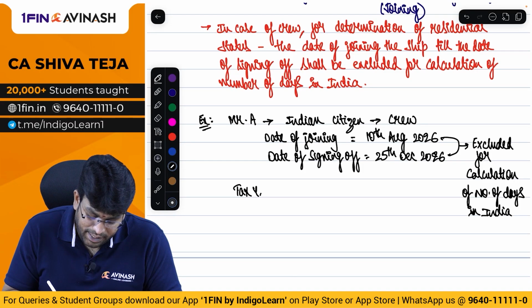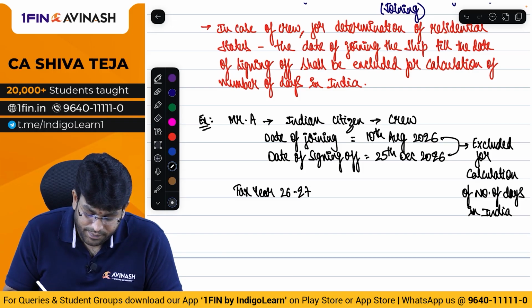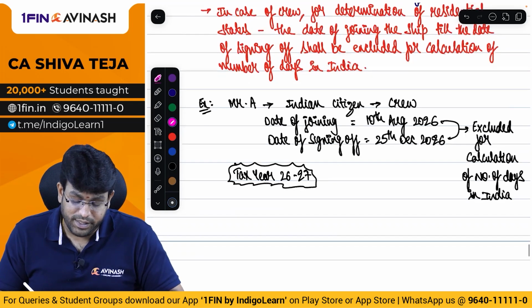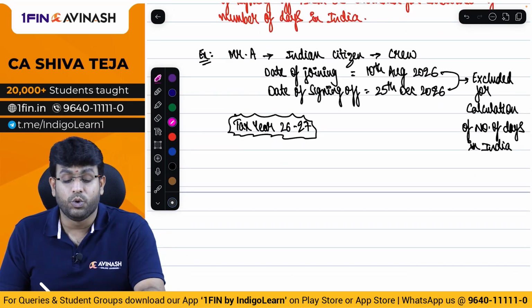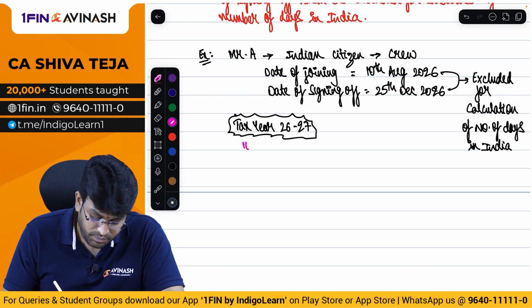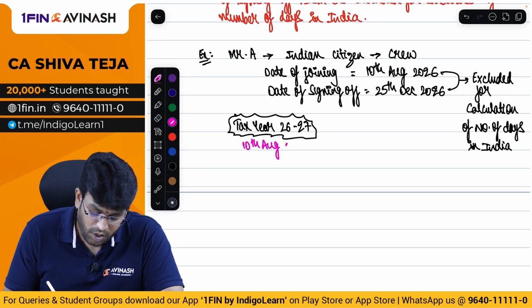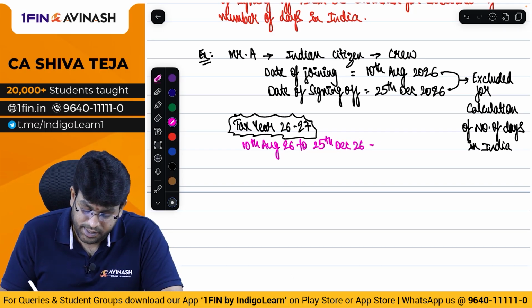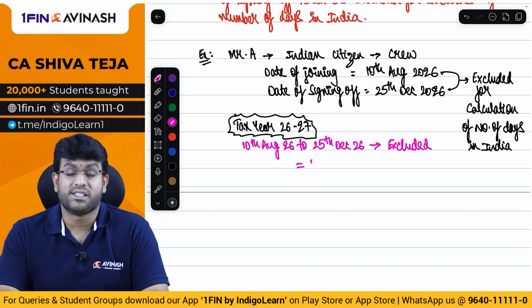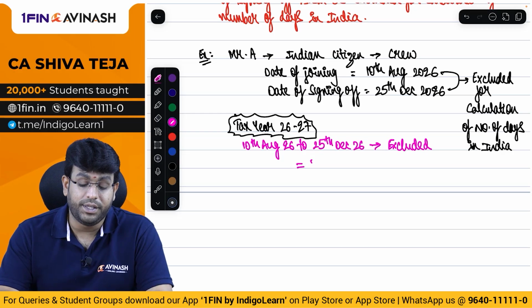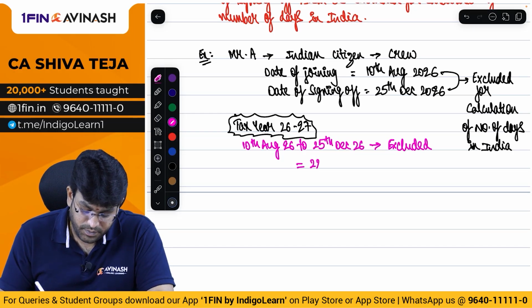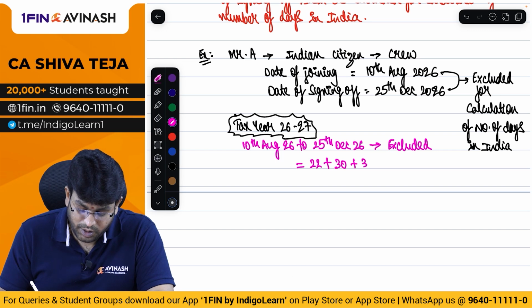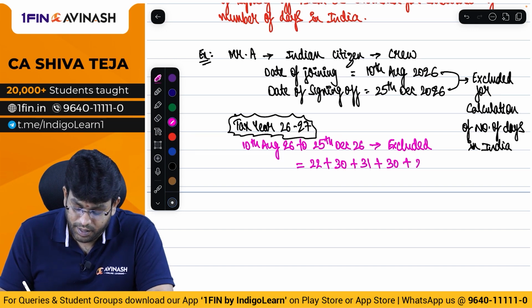So for tax year 26-27, when we are trying to determine residential status, what is excluded now? 10th August 26 to 25th December 26 is excluded, my dear friends, which is equal to August how many days? 10th also we have to include. That means 22 days in August plus September 30, October 31, November 30, December 25.